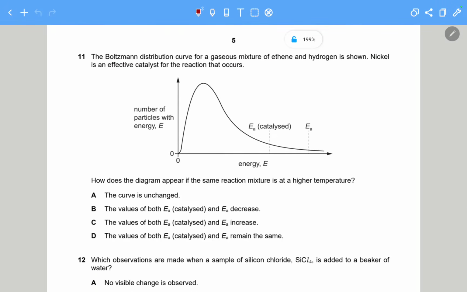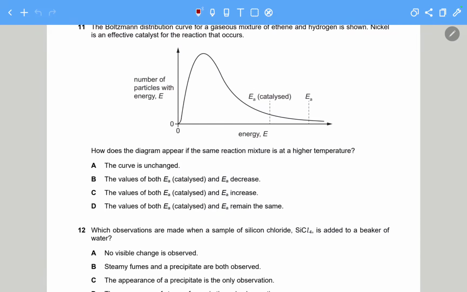The Boltzmann distribution curve for a gaseous mixture of ethene and hydrogen is shown. Nickel is an effective catalyst for the reaction that occurs. How does the diagram appear if the same reaction mixture is at a higher temperature? Now, before reading the options, we need to recall what happens when the temperature is increased. When the temperature is increased, the Boltzmann distribution curve becomes flatter, its peak shifts to the right, and we see something like this. So now that we know what is happening, let's read the options.